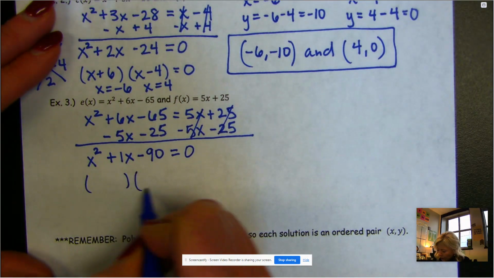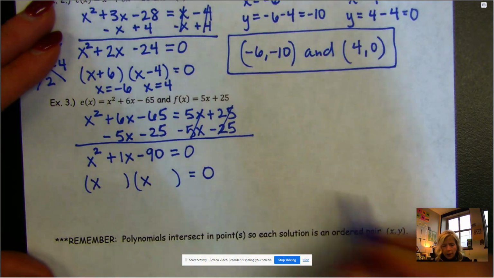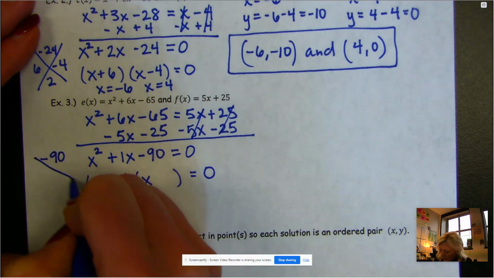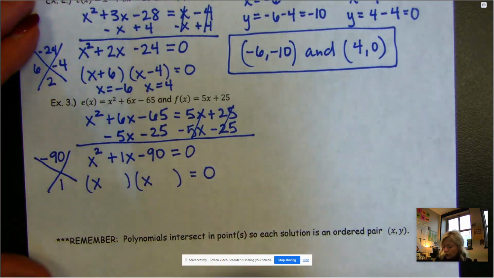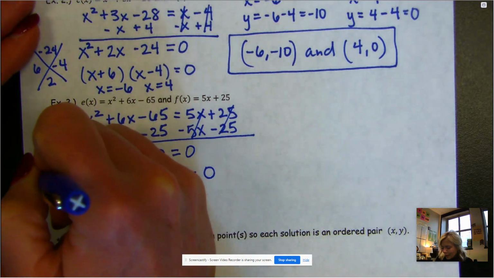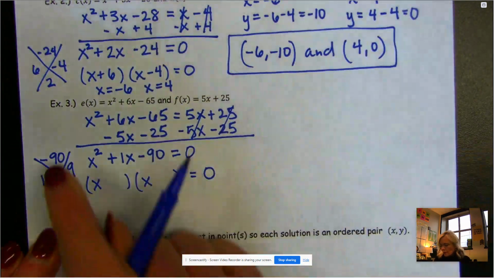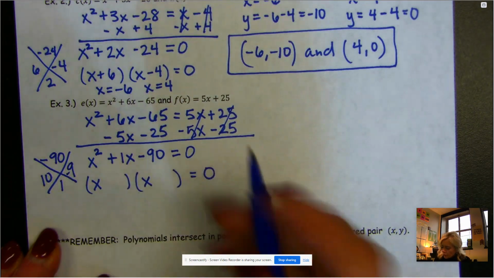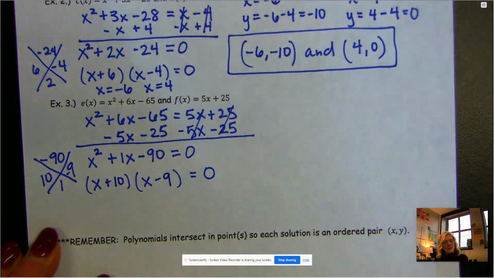Now I'm going to factor. The x squared breaks apart into x and x. And then I'm looking for factors of negative 90, the constant, that add up to 1, the coefficient of the middle term. So I know I'm going to need to use 10 and 9 because 10 times 9 is 90, and I'll make the 9 the negative value. So when you multiply, you get negative 90, and then 10 plus negative 9 is 1. So x plus 10 times x minus 9.